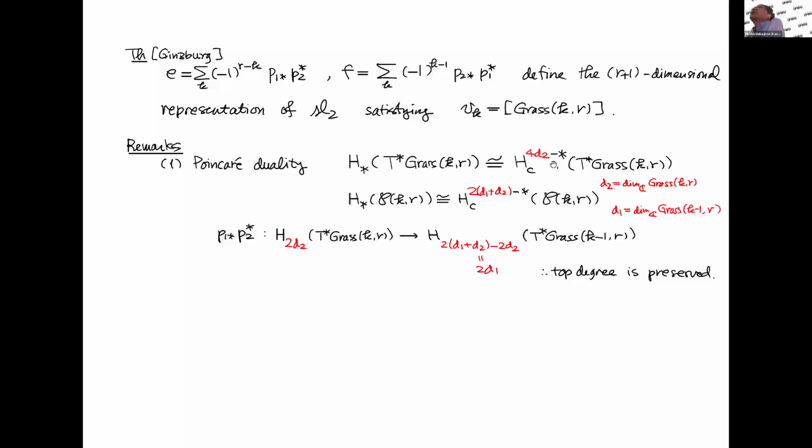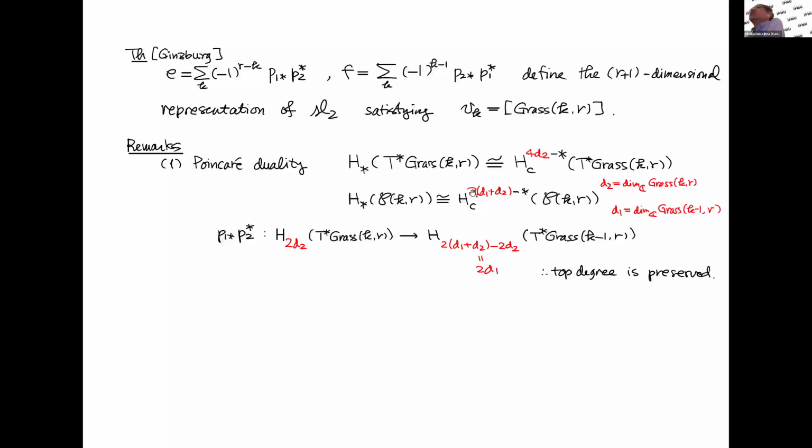And if I start with the top one, that means 2 times D2. So this star is 2 times D2. Then because 4D2 minus 2D2 is 2D2, I get again 2D2 in here. And then I use the Poincare duality. After pullback to the intermediate space, I use the Poincare duality to go back to the homology group.